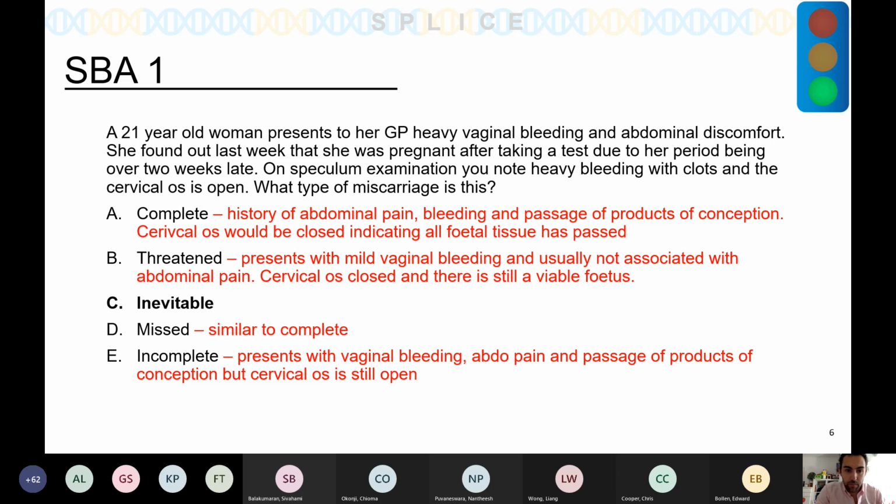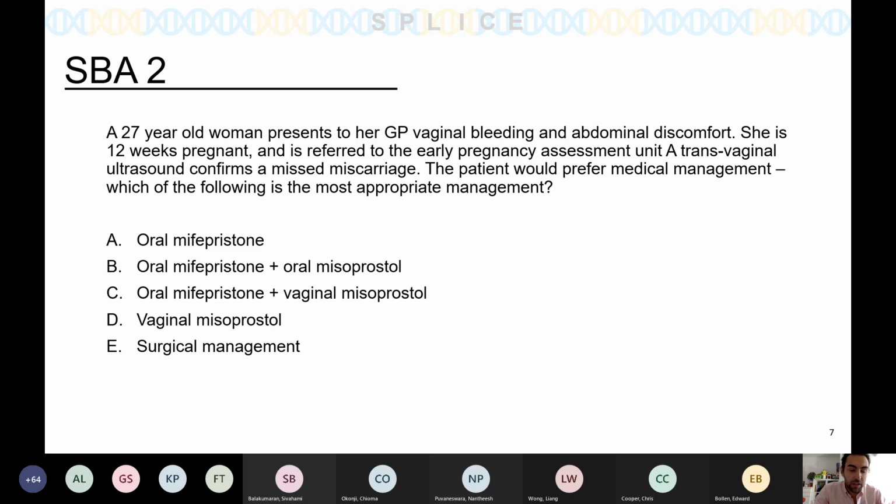So I said I wasn't going to talk about presentation much, but I do think this came up. I remember them asking what type of miscarriage it was. I wouldn't worry about too much more. I've summarized them there for you, the buzzwords and things you might expect to see in a stem. But basically, if the cervical os is open, it's always going to be inevitable. More often than not, it's usually closed. You can go through this in your own time. Next question. Just make sure you learn the presentations of each one.